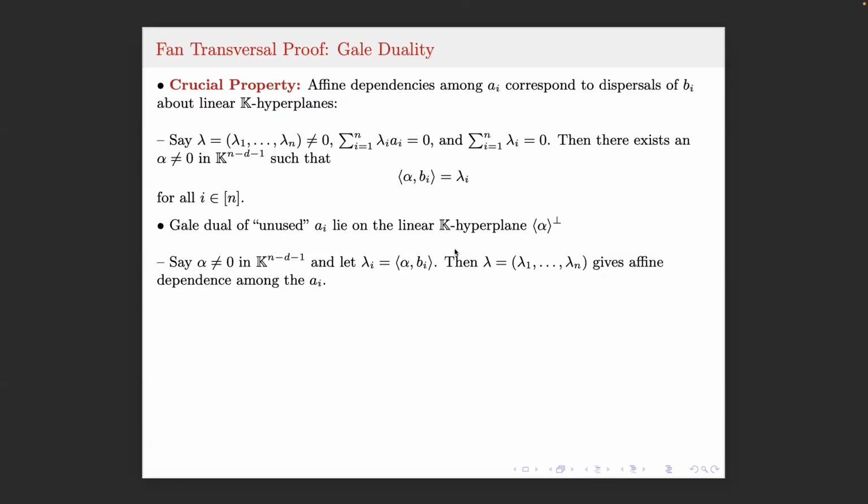And the converse is true too. If you start off with a non-zero vector and you look at the inner product, then you're going to get an affine dependence amongst the a_i. So here's a little picture. I have 4 affinely dependent points. And I could say, I don't know, this one is like a quarter, and minus a quarter, and minus a quarter, something like this. And then I have a linear hyperplane, namely the origin here, that separates the positive and the negative.